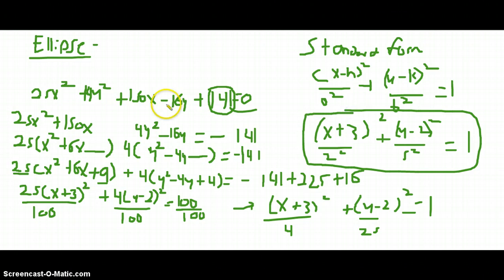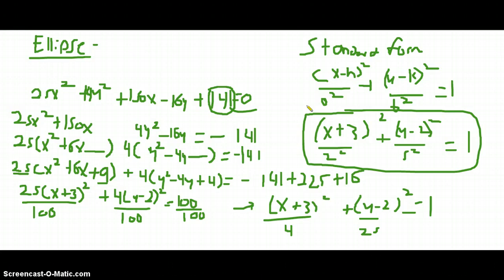So all you do with the ellipse is just do all the steps that I've shown. You group your x's and y's, shove the constant to the other side, factor, complete the square, and then you put it into the standard form.